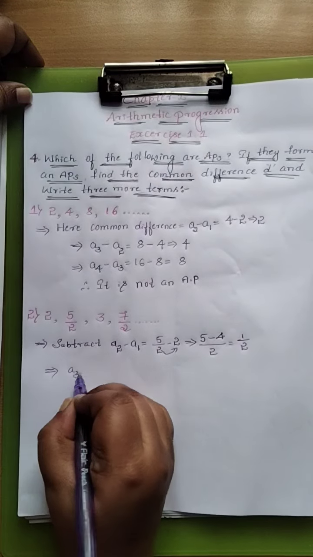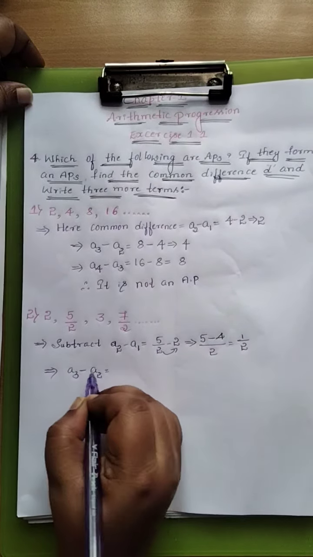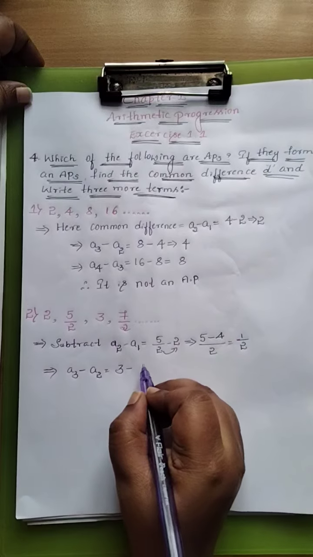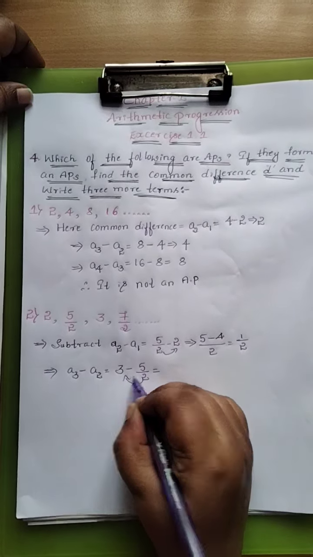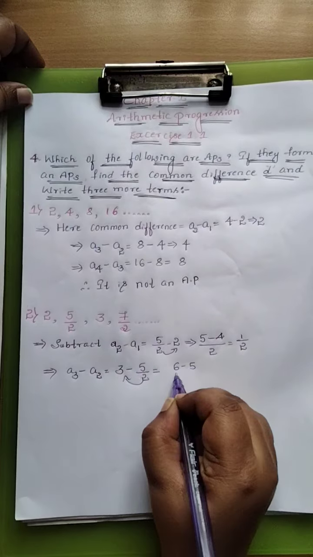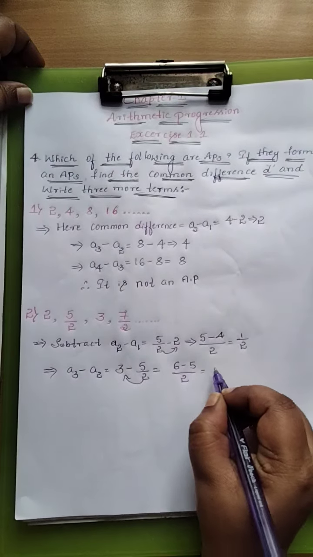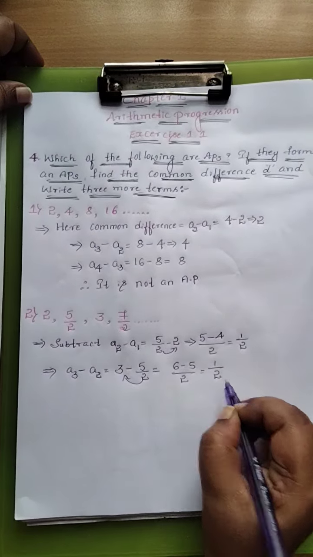Now A3 minus A2. Here A3 is 3 minus 5 by 2, which is A2. Now 3 2s are 6, 6 minus 5 divided by 2. 6 minus 5 is 1 divided by 2.